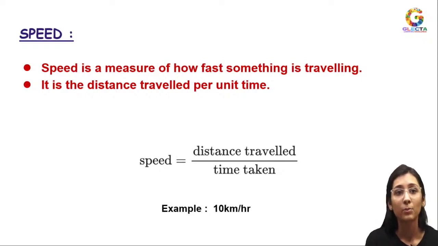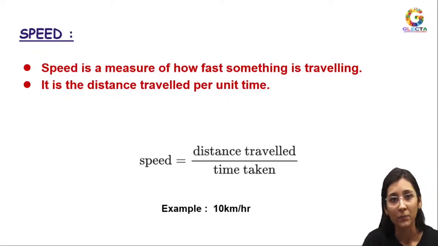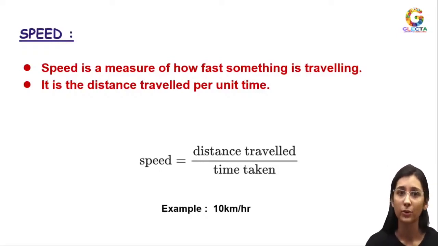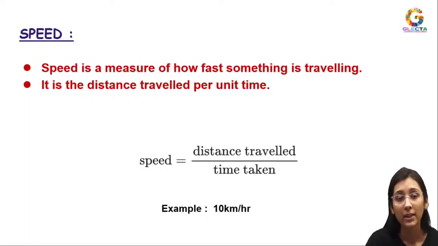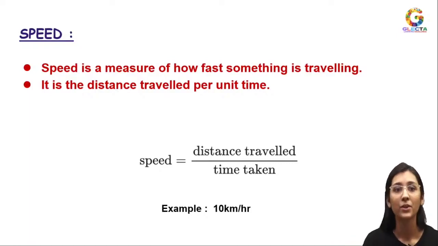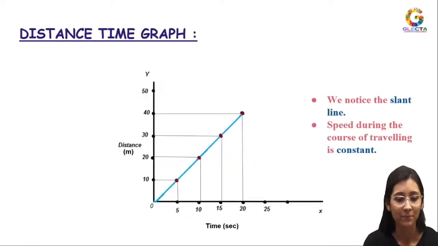Alright, so speed is what? It is the measure of how fast or how slow something is traveling. So you should know how much distance it has covered and how much time it has taken. You can do it otherwise as well. If you know the speed and you know the time, you can find the distance, right? And if you know the speed and you know the distance, you can also find how much time it took. So it works all ways.